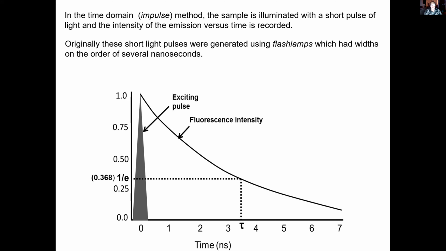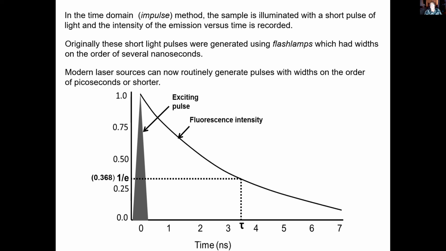Originally, these very short pulses were generated using what we call flash lamps, and they actually had widths on the order of several nanoseconds. So we would consider this to be really a broad, long pulse today. But back then, they were pretty good. And modern laser sources can routinely generate pulses now with widths on the order of picoseconds or even shorter, femtoseconds.